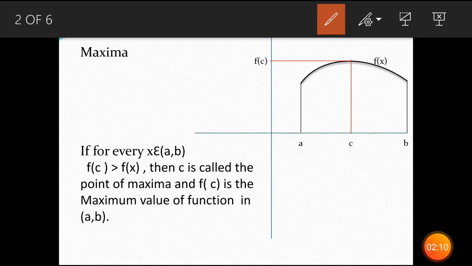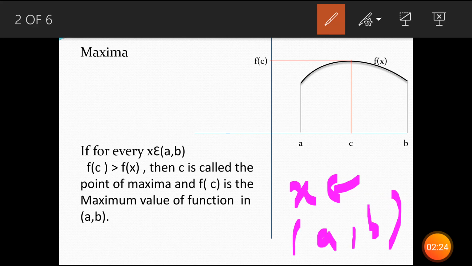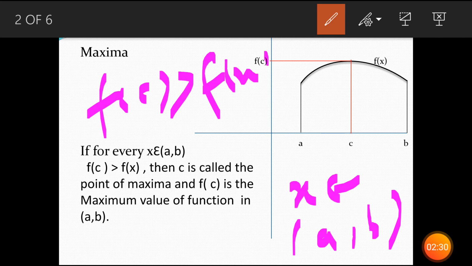So what I want to tell you is that if we consider in this interval any x belonging to the open interval (a, b), then f(c) is always greater than all f(x). If this happens, it means f(c) is the maximum value in this interval. Then the point c is called the point of maxima, and f(c) is called the maximum value of the function in this interval. So this is the concept of maxima.